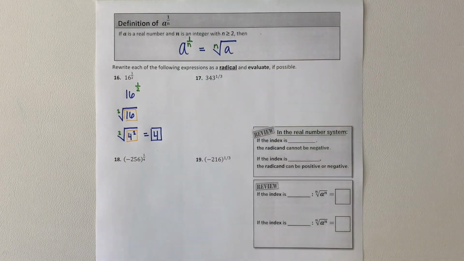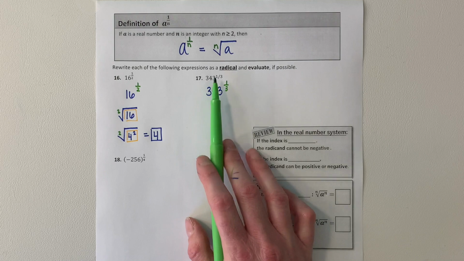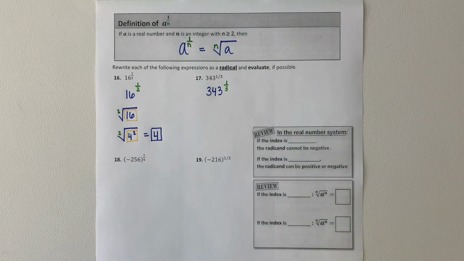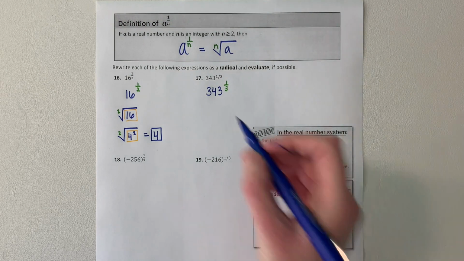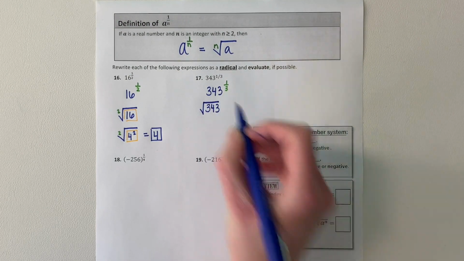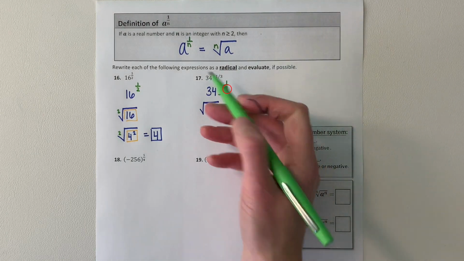Let's try this problem here. Again, I just started by color coding the original problem. Now, anytime you see a rational exponent, you can always rewrite it as a radical. To do that, we write the 343 underneath a radical symbol, and then whatever our denominator is, that becomes the index.